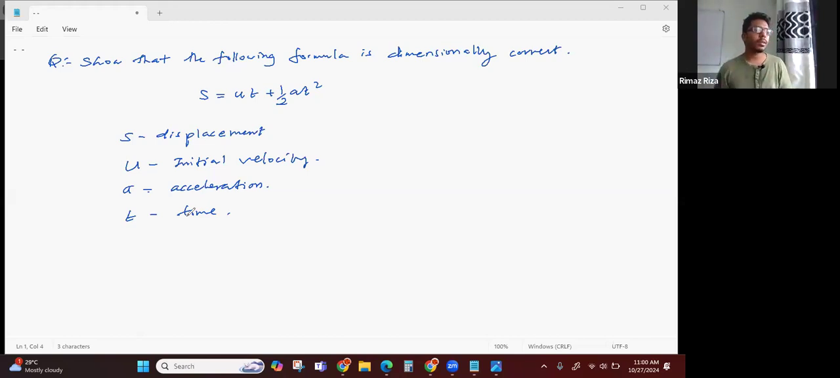So you can do this question. What you have to do is show that the dimension of S equals the dimension of ut equals the dimension of half at squared. All these terms have the same dimension. So do that and send it to me through WhatsApp. Okay. If you have any questions regarding today's class, you can ask now.